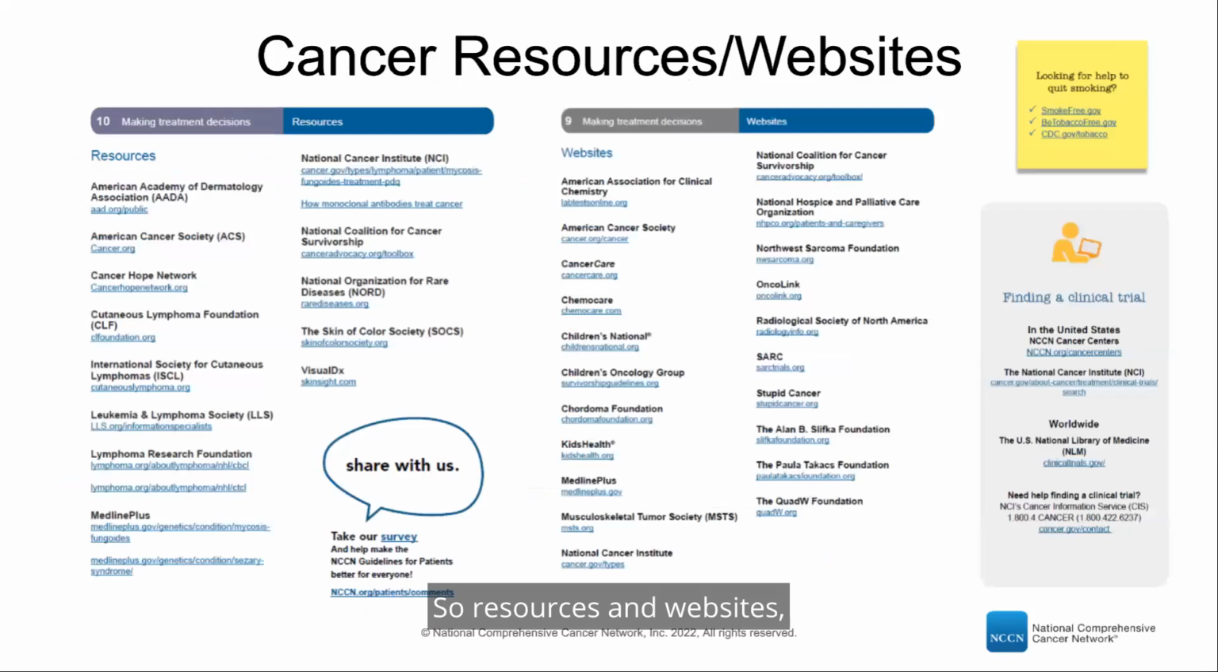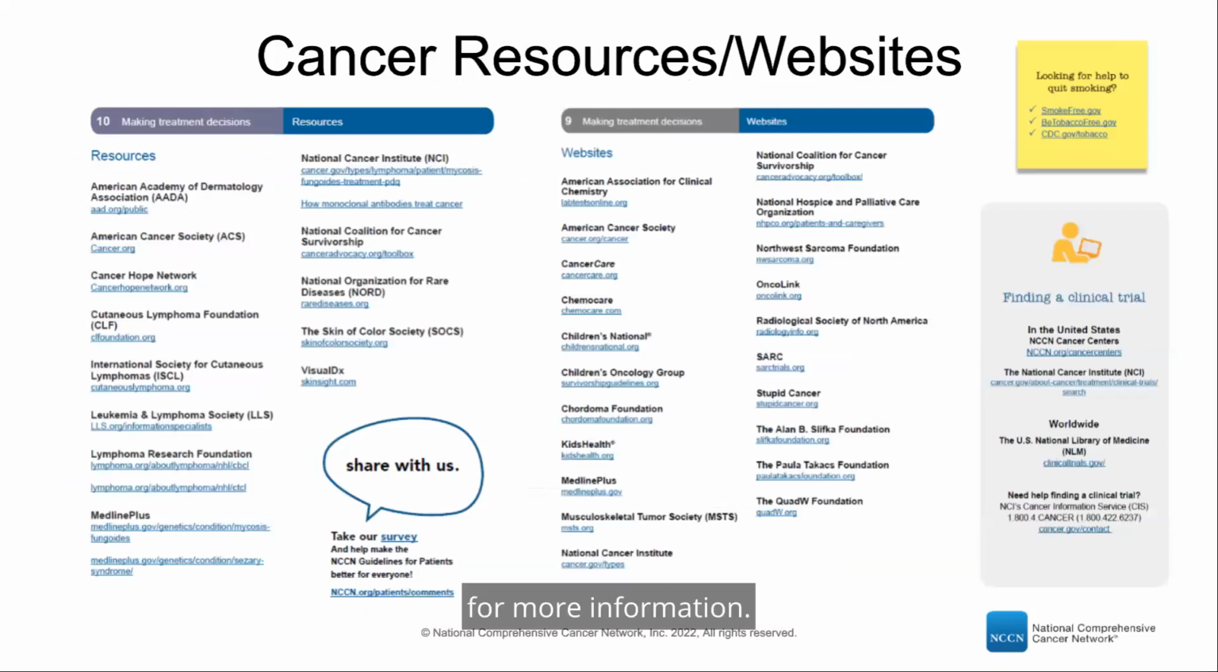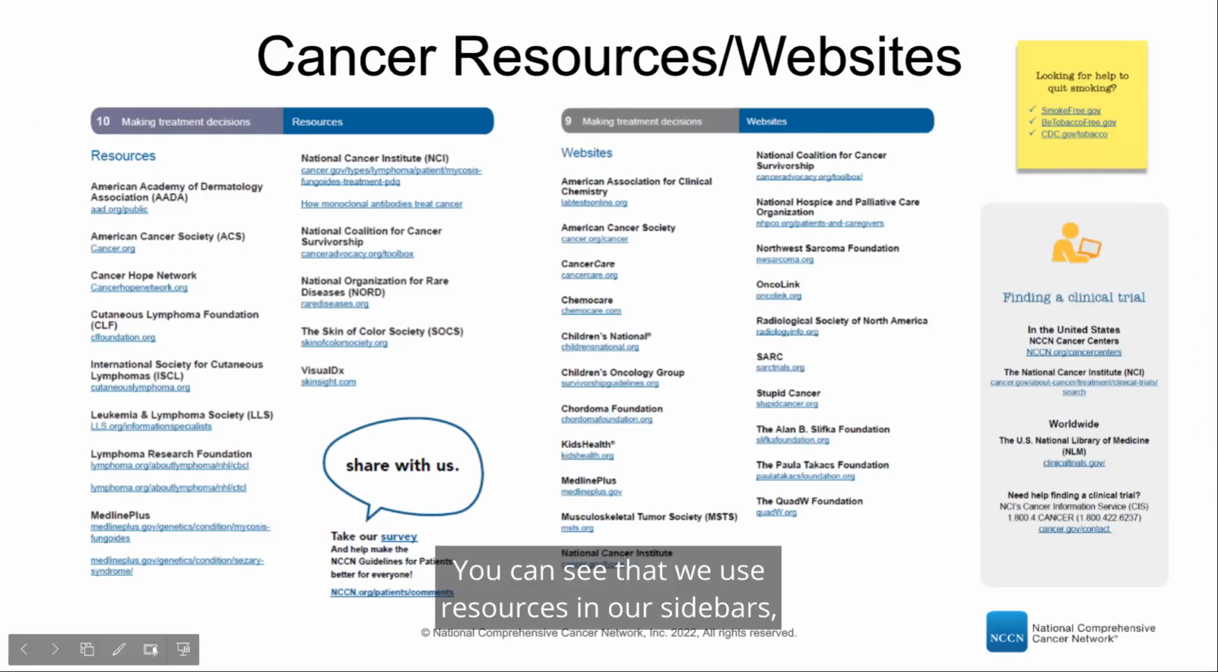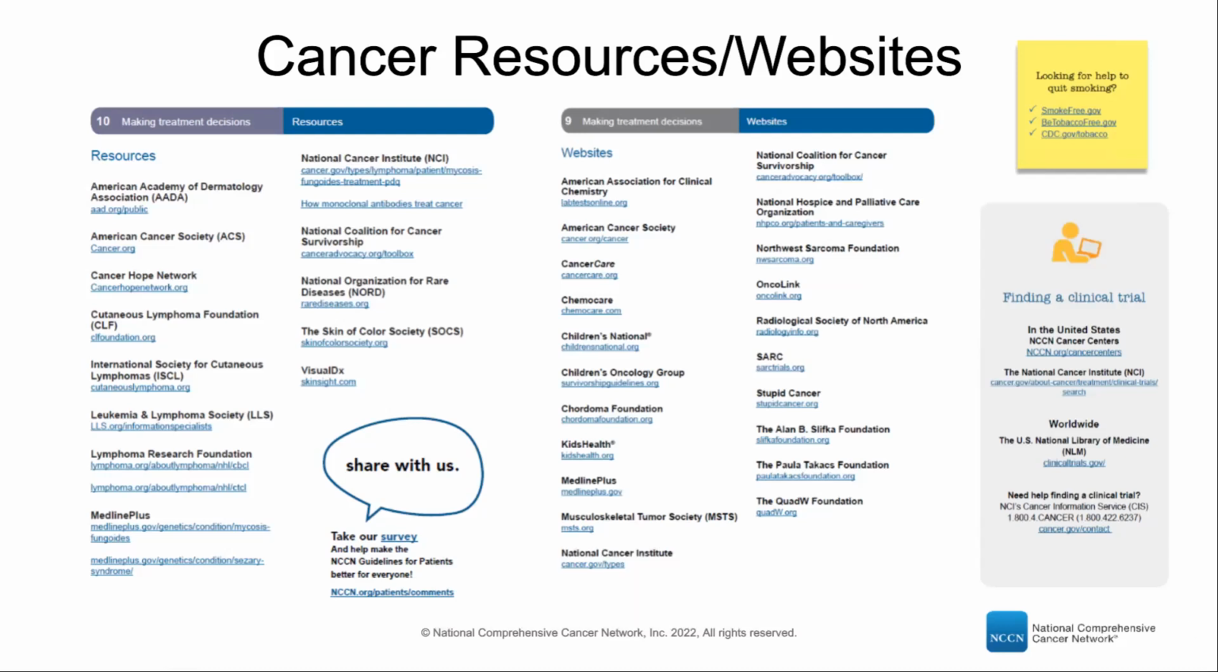So resources and websites. Each book has a list of selected resources or websites for more information. Writers often use these resources as well. They are hyperlinked. You can see that we use resources in our sidebars, in our sticky notes as well.